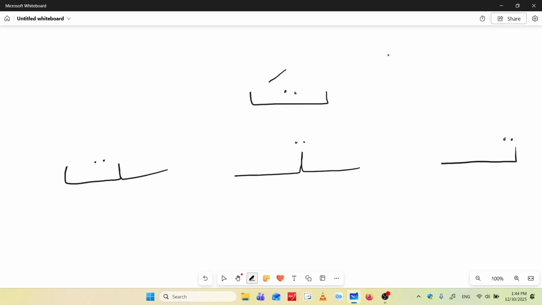Now, for this letter, we have two dots, and the letter sounds like the t in two. So always remember, ta has two dots on top, and it sounds like the t in two. Okay?